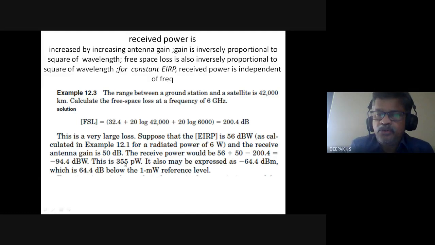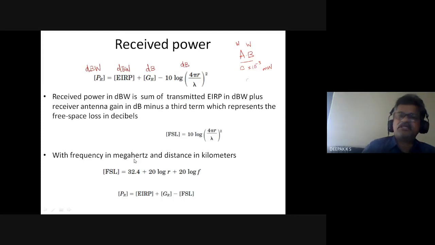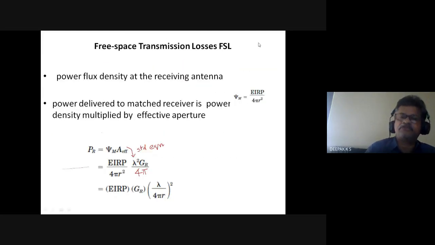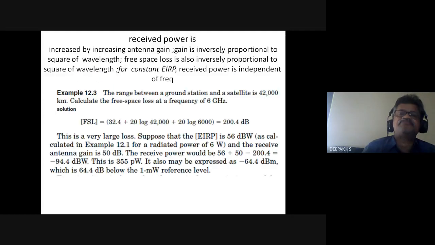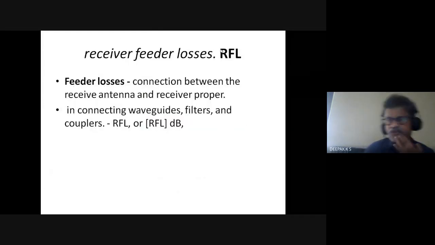So the value of the received power is of the order of picowatt, because this free space loss is very large because of the distance involved. Distance in kilometers is 42,000. So the received power is of the order of picowatt. So the first loss which we can identify is free space transmission loss, which is the dominant one while computing the link budget calculation. Now there are other losses which we have to account.